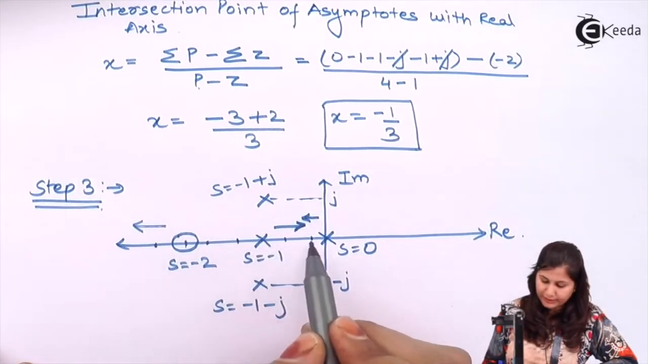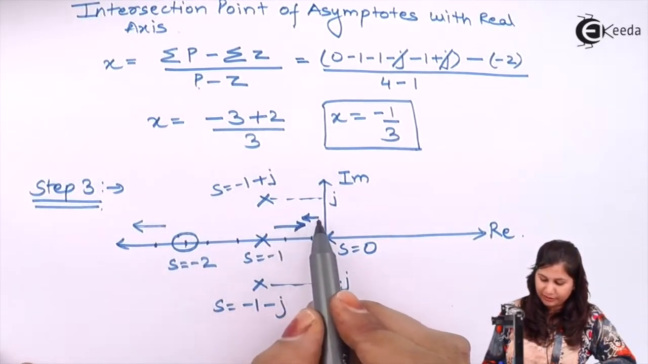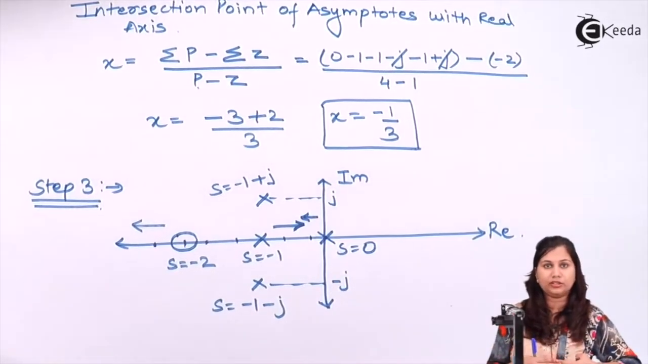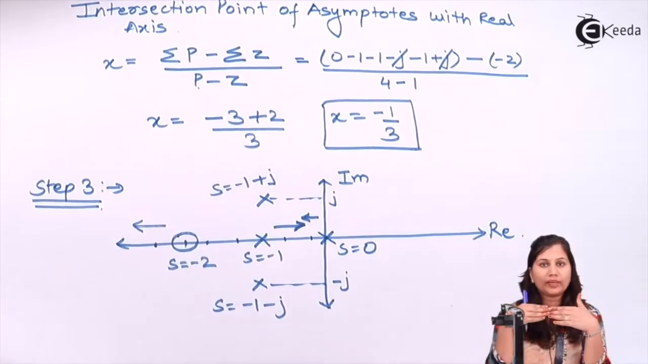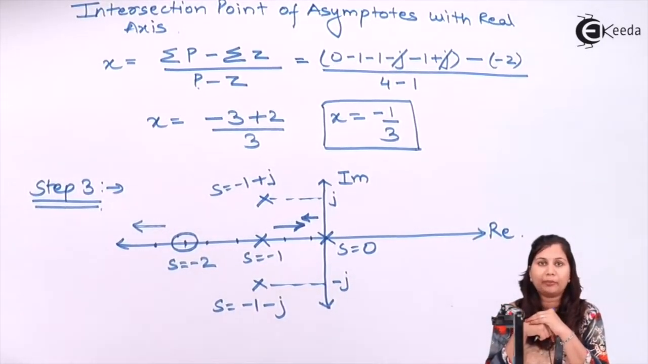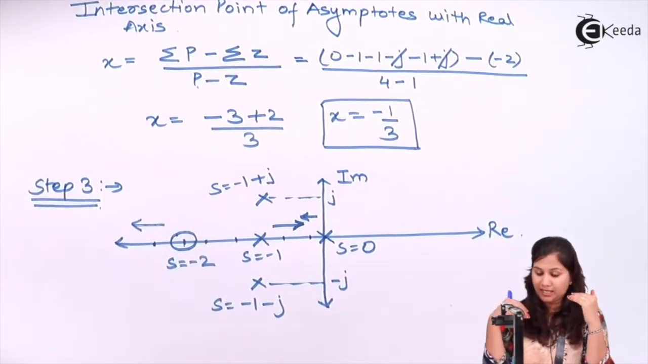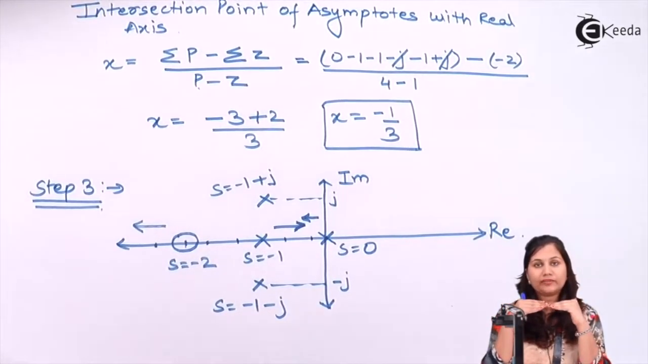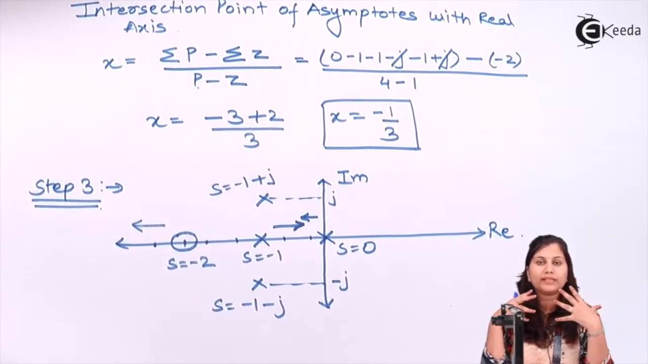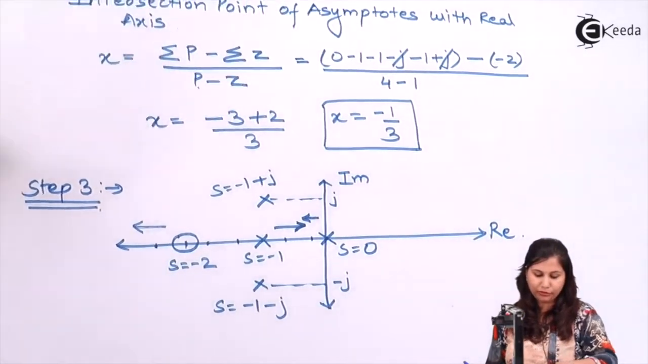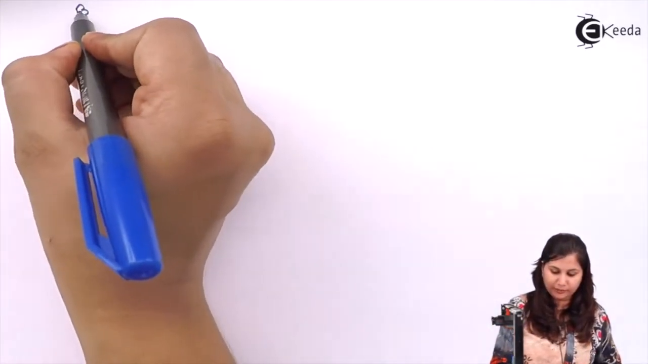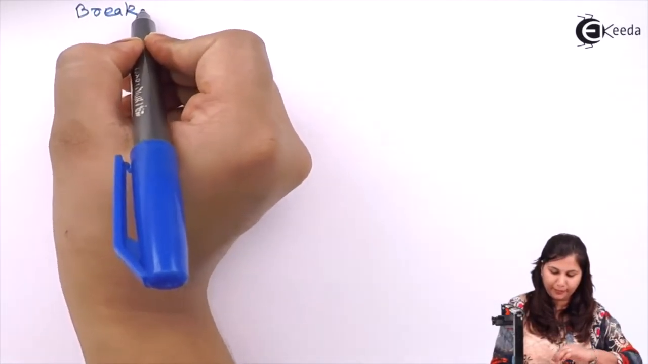So for this pole and this pole, we are having the direction of root locus towards each other. So the branches from these two poles are going to coincide at a point. So for this, we have to find out the breakaway point. What is the breakaway point? The coincident point where the root locus branches from two adjacent poles are coinciding. Okay. So step number 3 will be to find out the breakaway point.